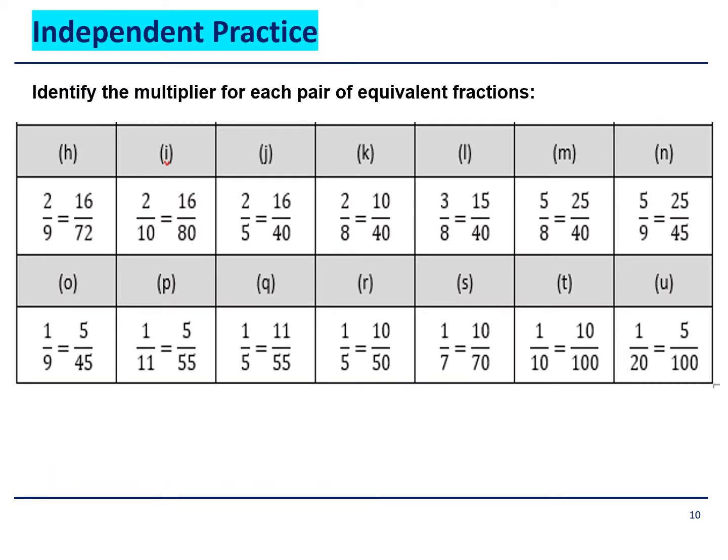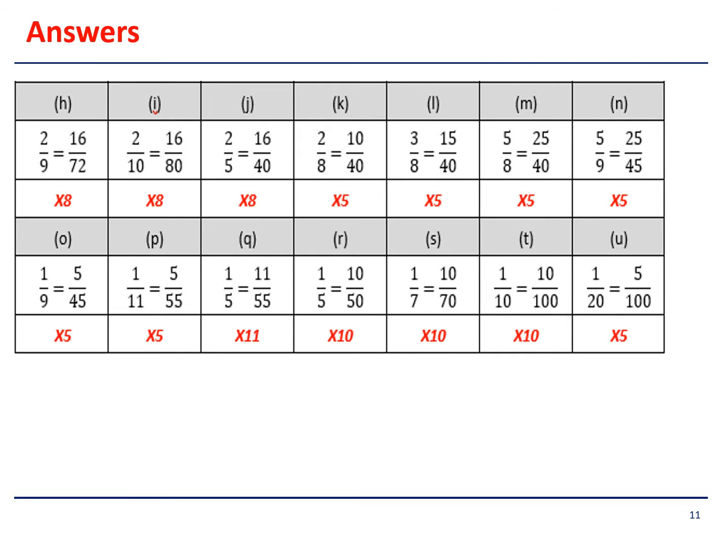Okay, here's your first independent practice. It's asking you to identify the multiplier for each pair of equivalent fractions. So everything that we've just been looking at. So pause the video, give these a go, and hopefully you will get full marks. We want to be getting no more than 2 or 3 wrong here, guys. There's your answers. So pick up your different coloured pen, preferably green as we do, and mark away.